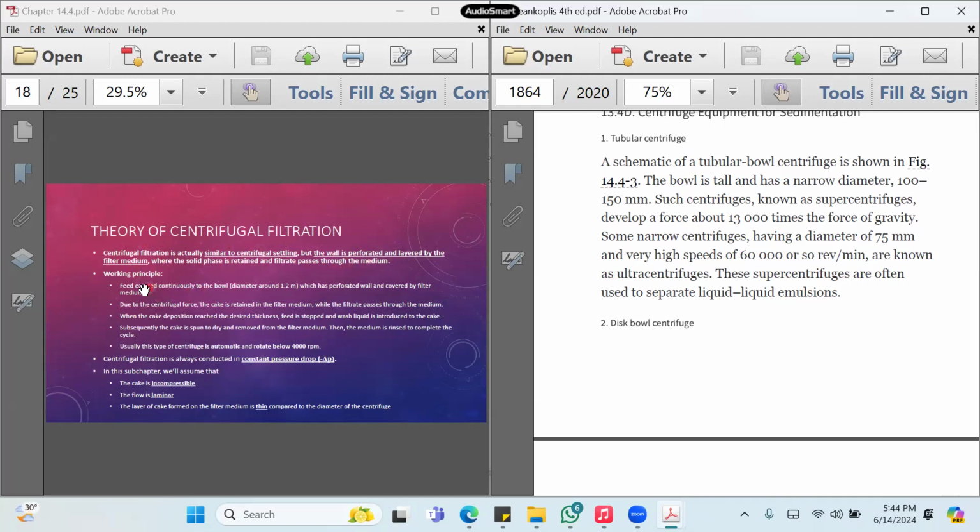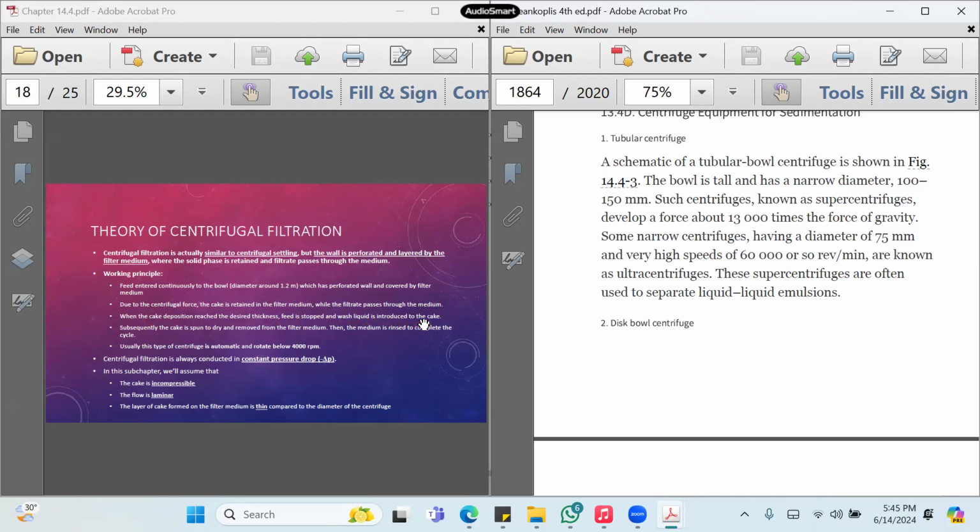For the working principle, feed enters the bowl continuously, similar to what we've seen previously. However, this bowl has a perforated wall covered by filter medium. Because of the centrifugal force, the cake is retained on the filter medium and the filtrate passes through the medium. When the cake deposition reaches the desired thickness, the feed is stopped and wash liquid is introduced to the cake.